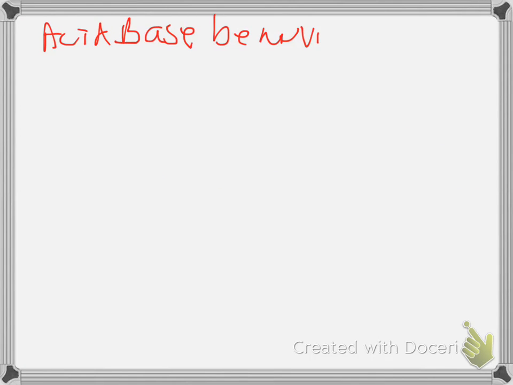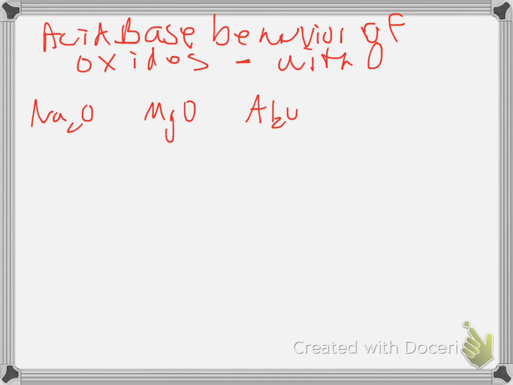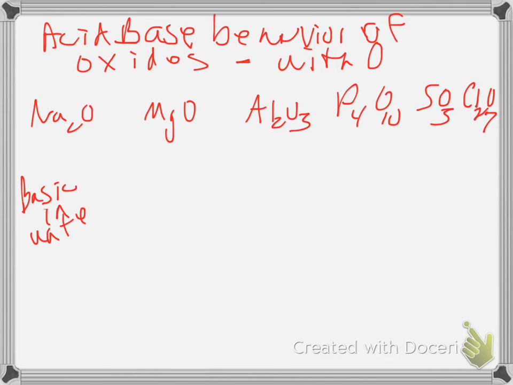The other thing we can look at is the trends of acid-base behavior of oxides of the elements. So an oxide just means that it's an element that has combined with oxygen. So if I look at everything from Na2O all the way to Cl2O7, on the left-hand side I'm going to have things that are very basic in nature.